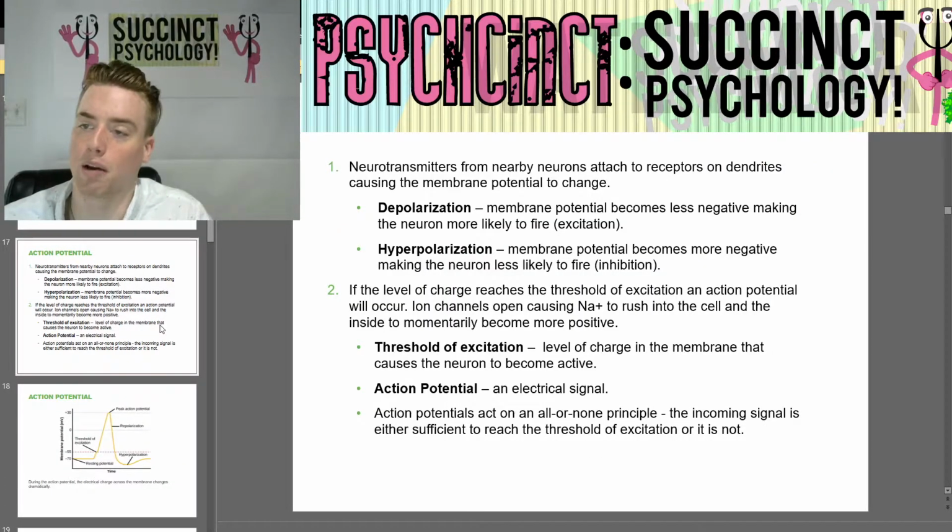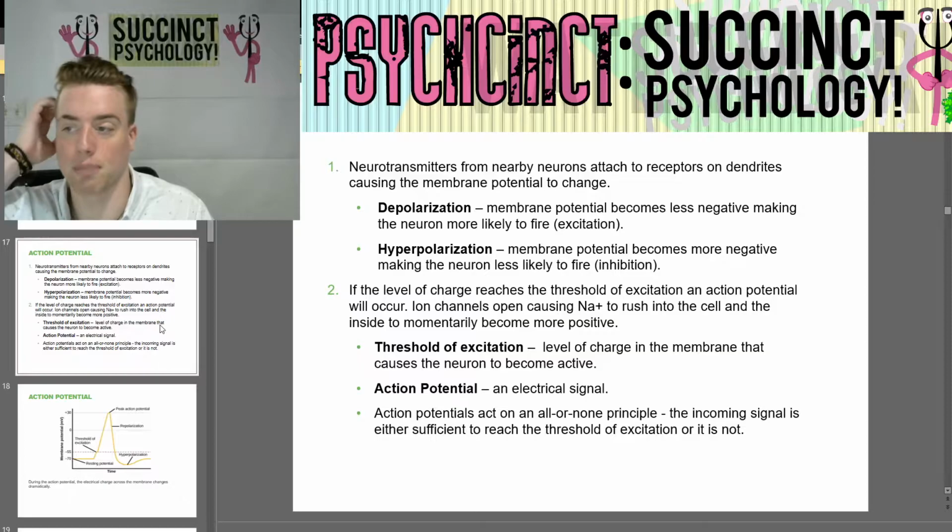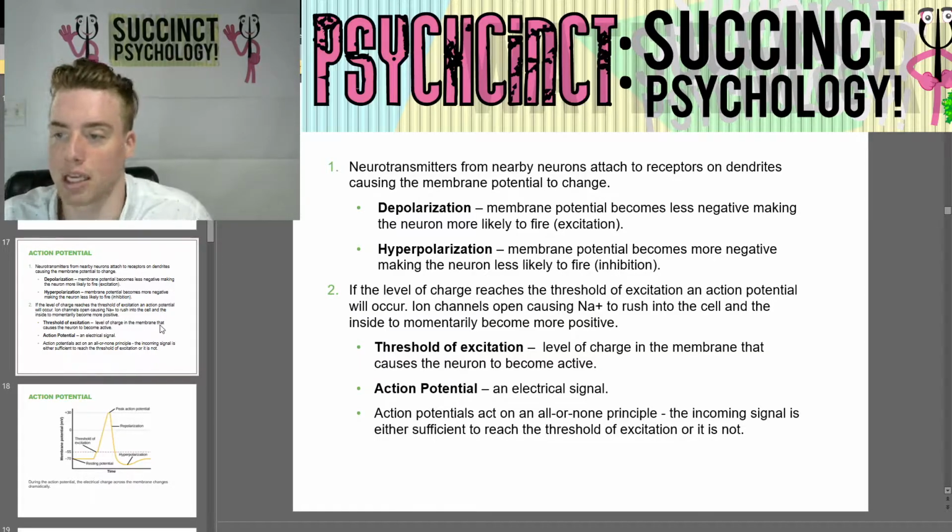So going on, we have action potential. Neurotransmitters from nearby neurons attach to receptors on dendrites, causing the membrane potential to change. Depolarization is when the membrane potential becomes less negative, making the neuron more likely to fire, which is called excitation, exciting it. Hyperpolarization is when the membrane potential becomes more negative, making the neuron less likely to fire, which is inhibition. Excite, more likely. Inhib, less likely.